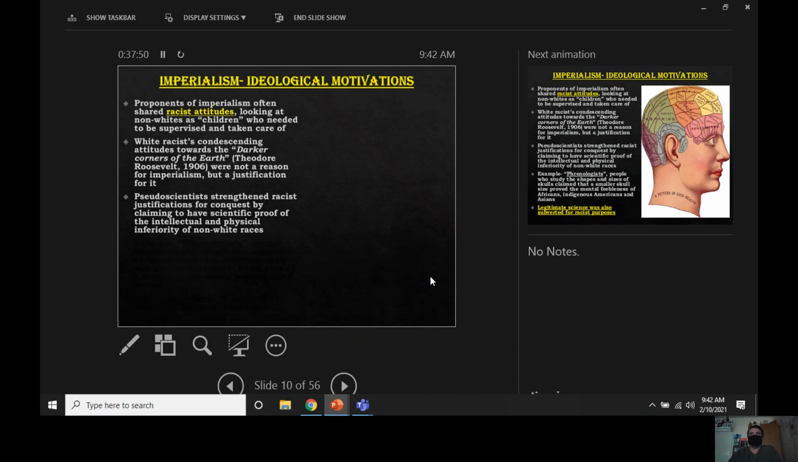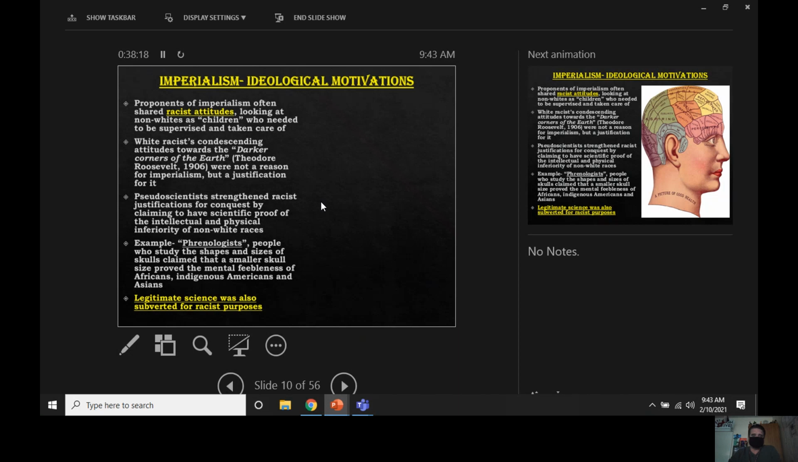Pseudoscientists, which means not really science, almost made up science, strengthened racist justifications for conquest by claiming to have scientific proof of the intellectual and physical inferiority of non-white races. An example of a pseudoscience they talked about in the book, phrenology. Phrenologists were people who studied the shapes and sizes of skulls. They claimed the smaller skull size proved the mental feebleness of Africans, indigenous Americans, and Asians.